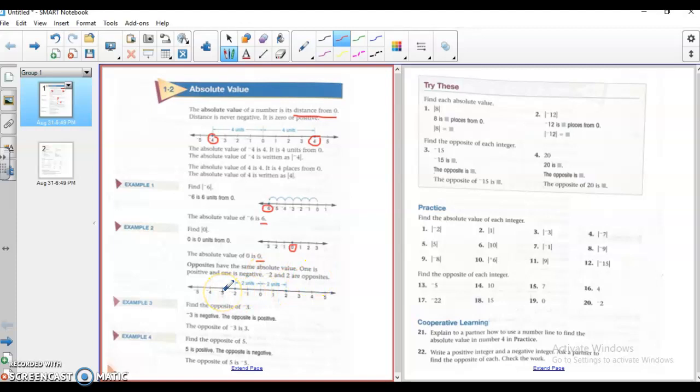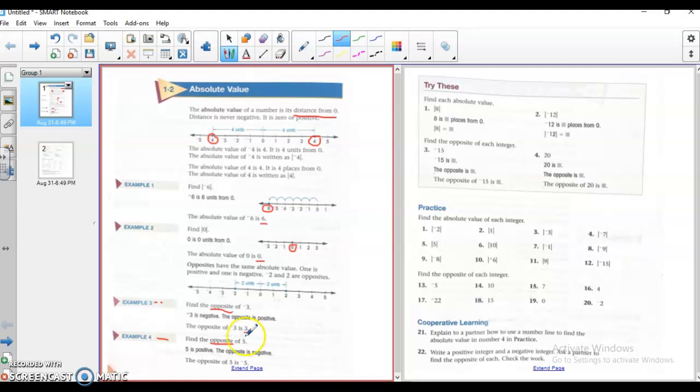Okay, so now we're switching gears just quite a bit. Up here in example 1 and 2, they were trying to have you find absolute value. Now in example 3 and example 4, they want you to find the opposite. And that's pretty easy. You've been doing this since elementary. Find the opposite of -3. -3 is a negative, so the opposite is a positive. The opposite of a -3 is a +3. And no, you do not have to put +3. You can just write 3. We know it is positive.